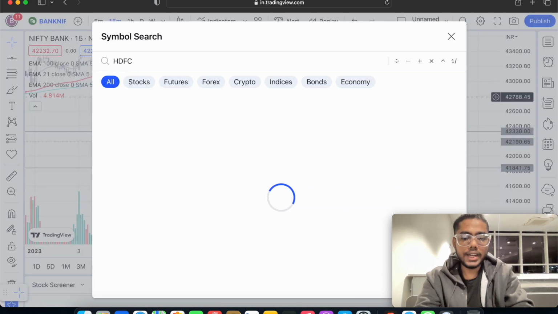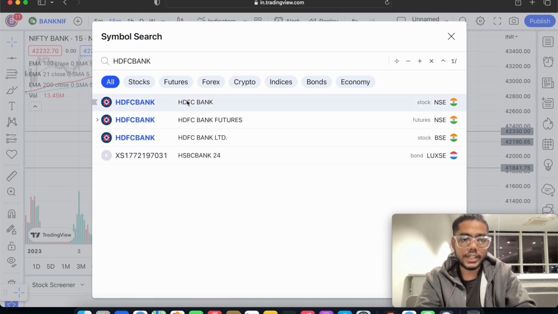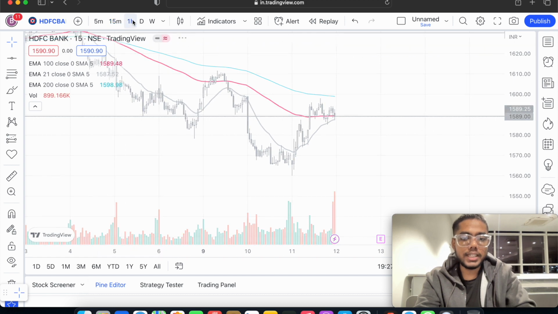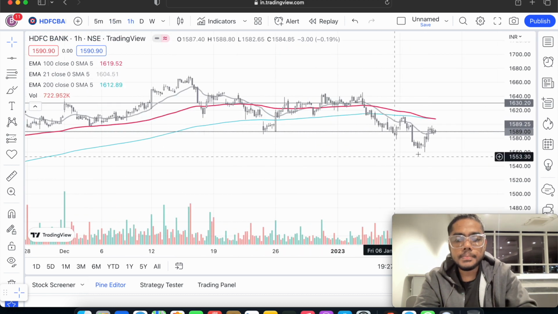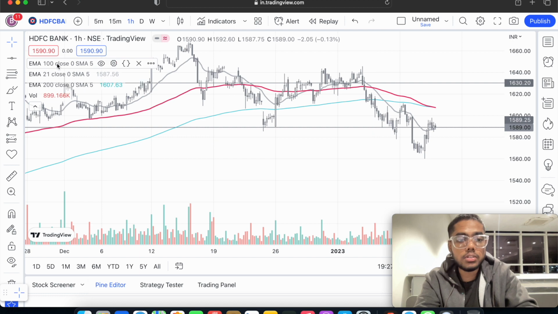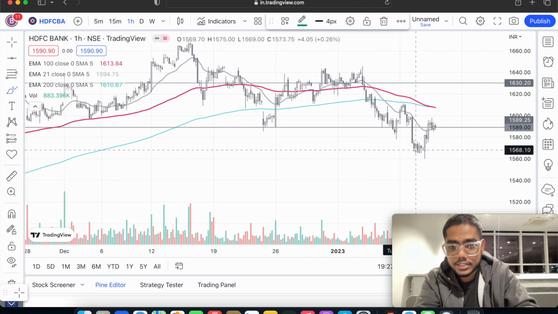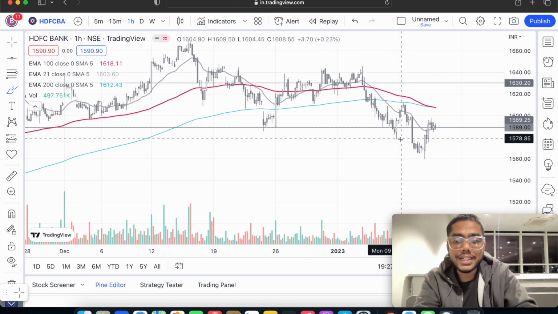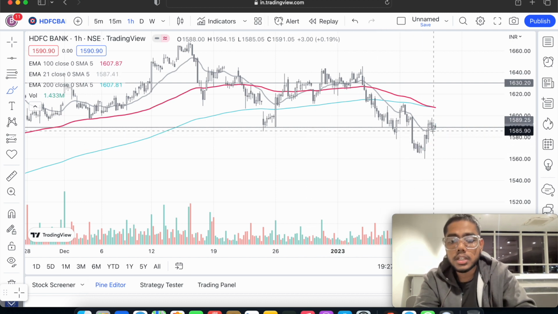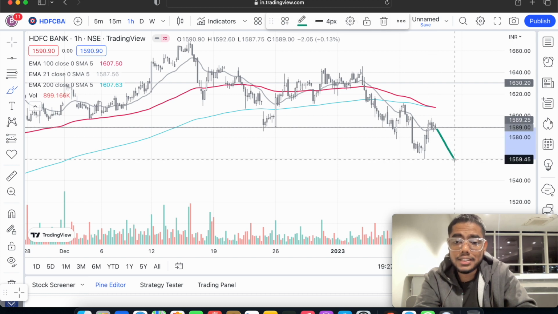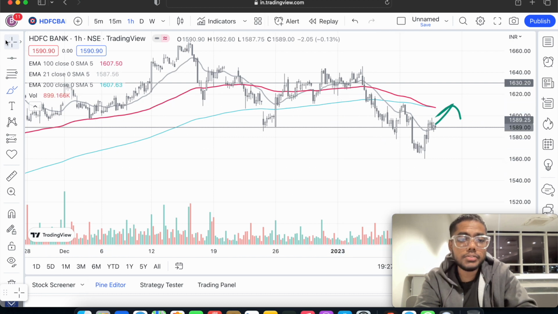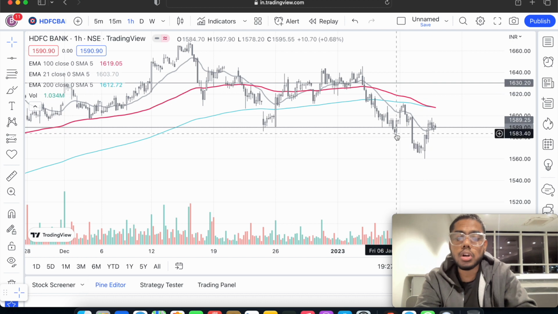Now let's look at the index heavyweights, right? So HDFC Bank, you can see here HDFC Bank also gave a breakdown, and today it retested, it moved up quite a lot, and is currently trading at this previous support zone, right? So from here there is a possibility of a fall or an upward movement. Both are possible. If this turns out to be a false breakdown, then obviously there is going to be a strong movement on the upside as well.